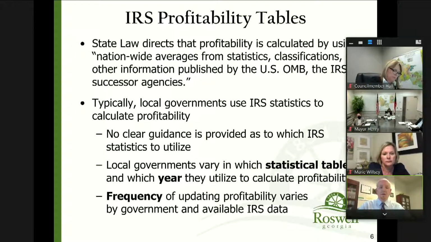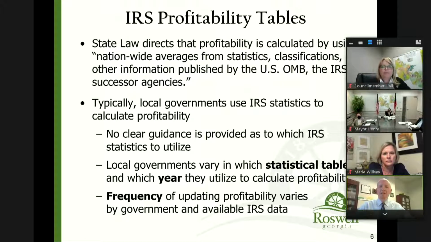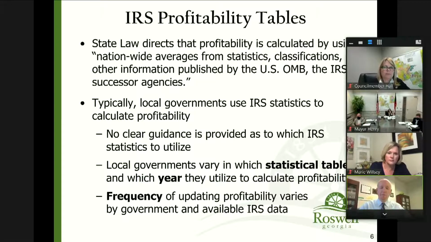And as you'll see in a few moments, the IRS isn't updating this information, or at least they're not providing the information publicly on an annual basis. So the most recent data that may be available might be 4, 5, 6 years old, depending upon the actual table that we're talking about.